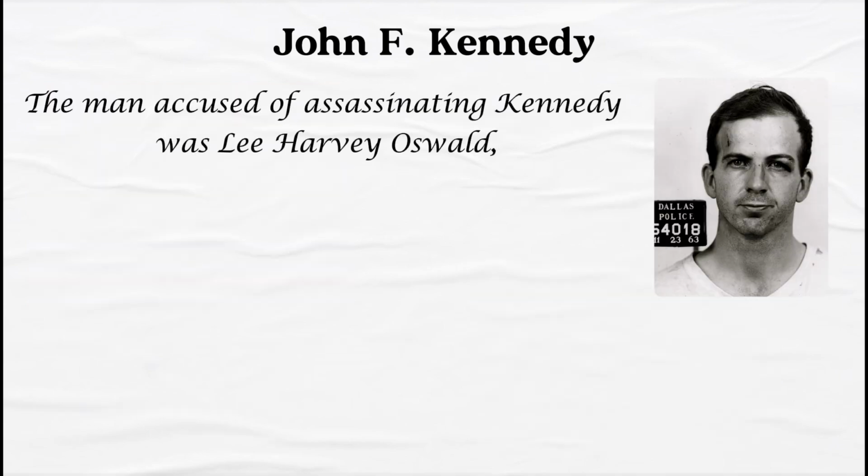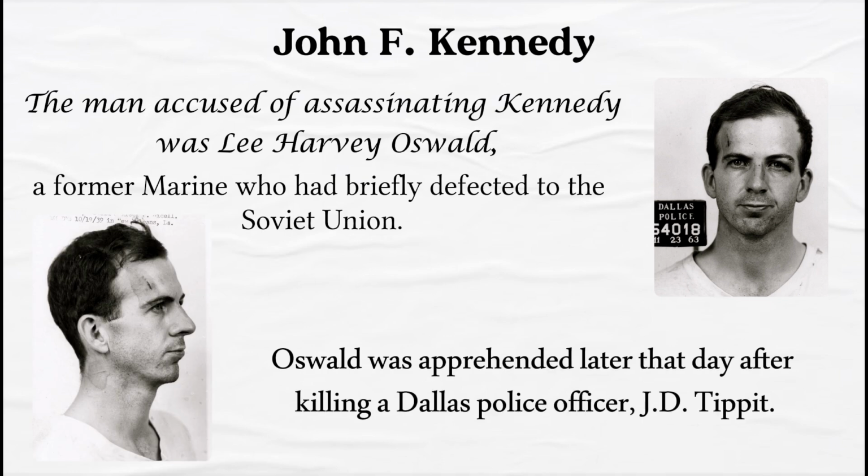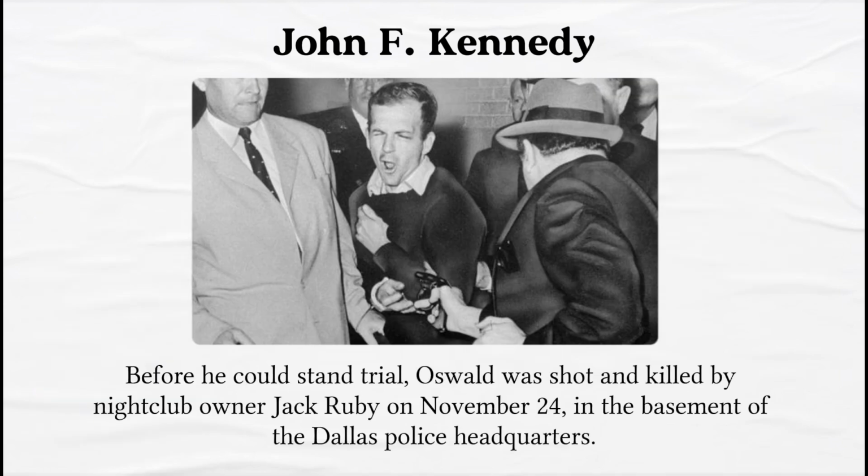The man accused of assassinating Kennedy was Lee Harvey Oswald, a former Marine who had briefly defected to the Soviet Union. Oswald was apprehended later that day after killing a Dallas police officer, J.D. Tippit. However, before he could stand trial, Oswald was shot and killed by nightclub owner Jack Ruby on November 24th in the basement of the Dallas police headquarters.